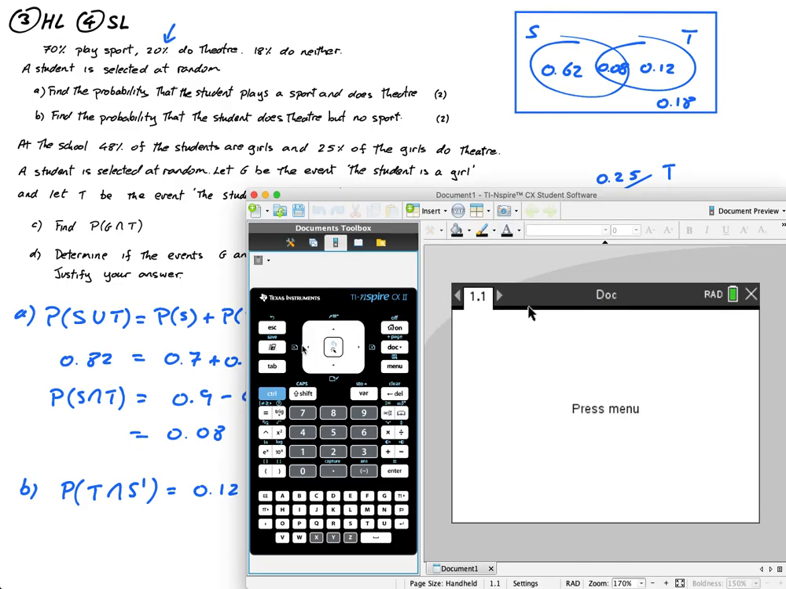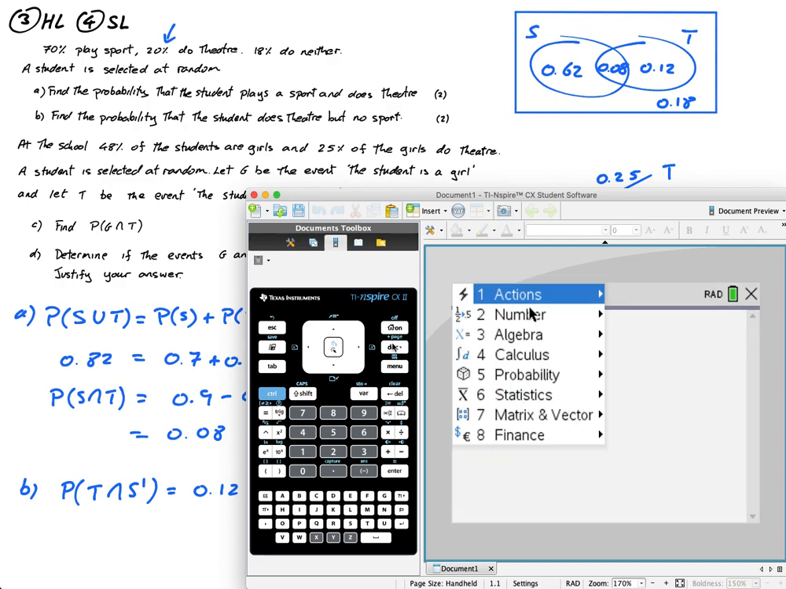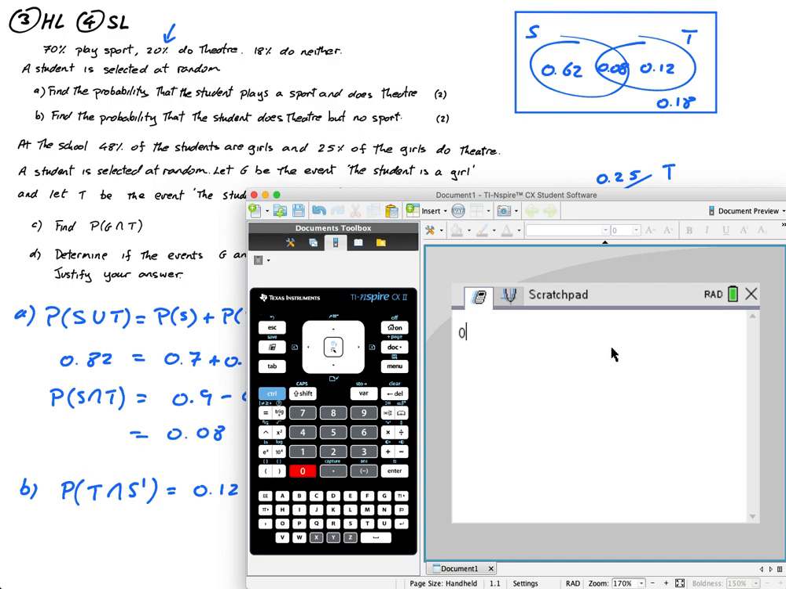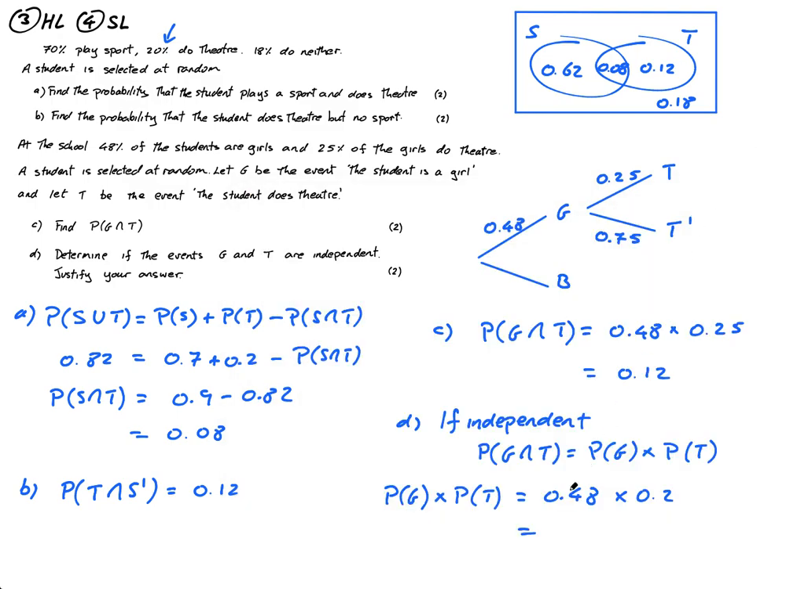Let me just do this with my calculator. I probably should know the answer to this, but let's just be safe. 0.48 times 0.25 is 0.12. Yes, so it's 0.12.